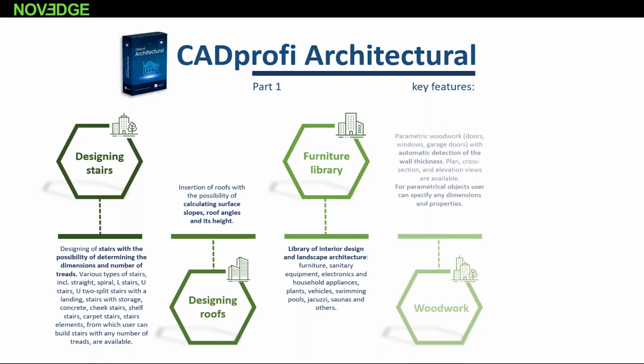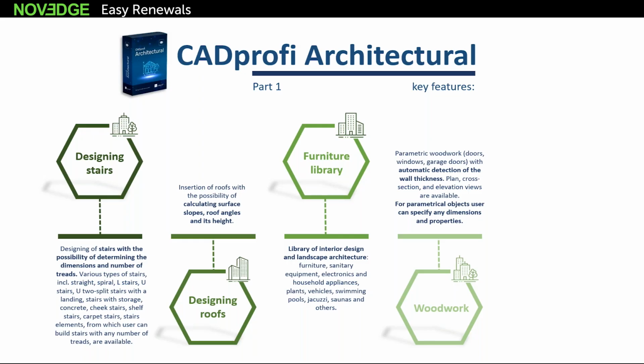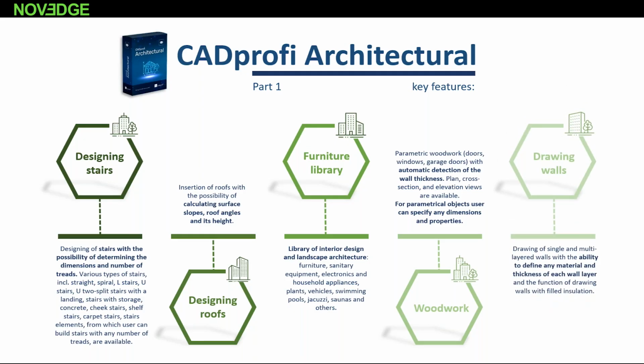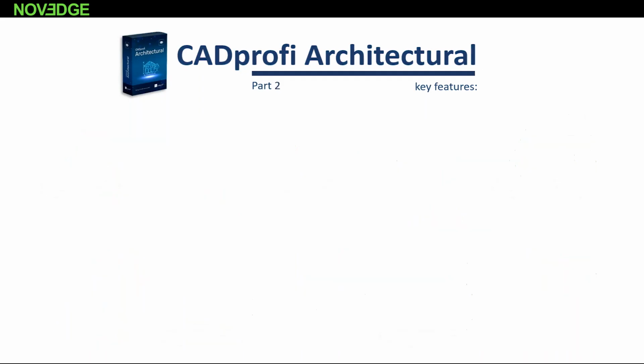There is a library of woodwork, that's the parametric woodwork, like doors, windows, garage doors with automatic detection of the wall thickness. There is a plan, cross-section, and elevation views also available. And for parametrical objects, the user can specify any dimensions and properties. When we're speaking about drawing walls, you can do it by drawing single or multi-layered walls with the ability to define any material and thickness of each wall layer, and the function of drawing walls with filled insulation also.